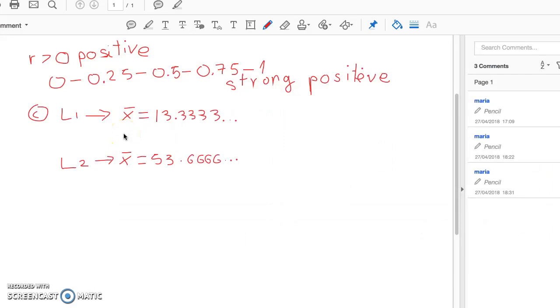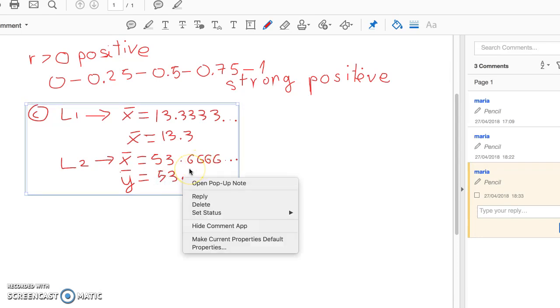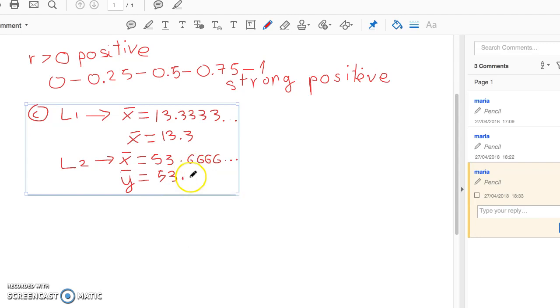So with the proper values, list 1, the x mean is 13.33333. That corresponds to a mean of 3 significant figures, remember? 13.3. With list 2, the mean is what I'm going to call y, the y mean. And again, 3 significant figures, 53.6, will make it 7. Okay, so those are the values I'm looking for.